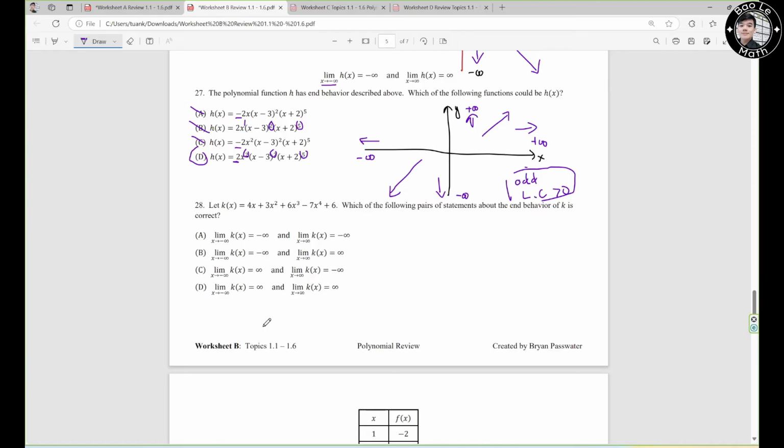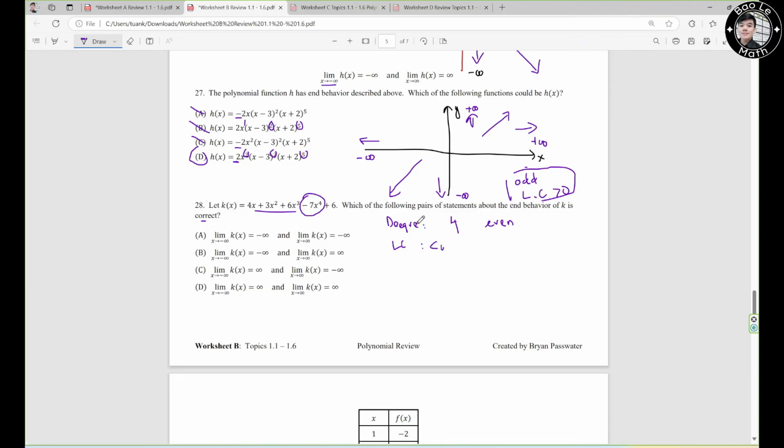Alright, the last one, we have, let's say k of s equals this one, and which of the following pairs of statements about the end behavior of k is correct, right? So we look at this one right here, the highest degree. So we see that the highest degree is going to be 4, right? So we see even. And then the leading coefficient is negative, right?